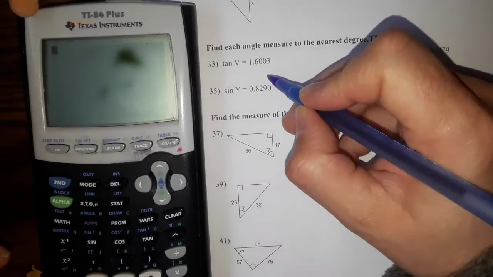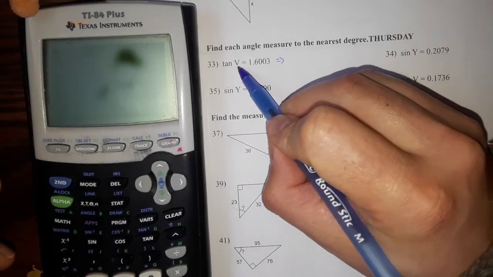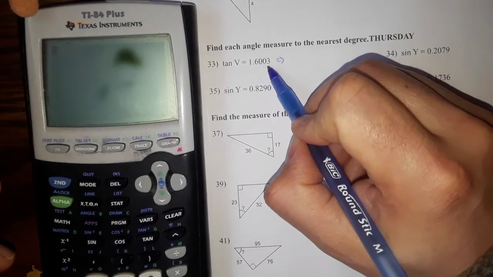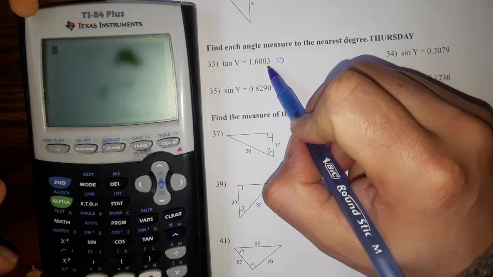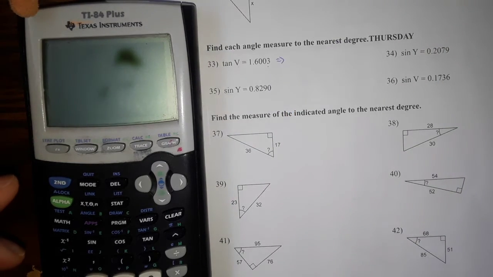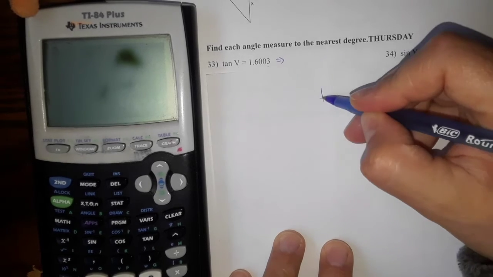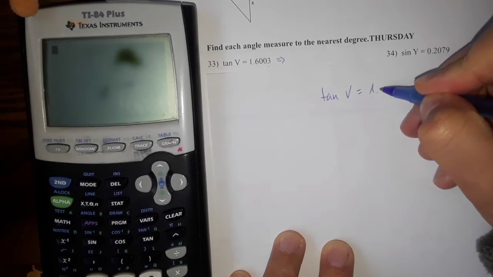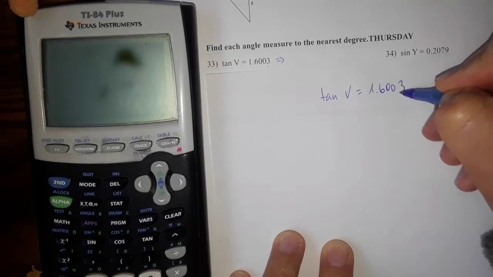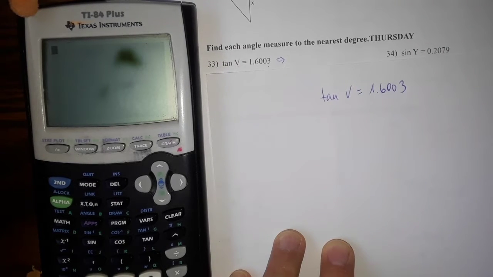So again, how do we do this? How do we find this angle when the tangent is given? Well, what you have to do here, I'm going to use this paper to show you. You have tangent of V equals 1.6003. The way we can cancel this tangent on both sides is with what we call an arctangent. That's the opposite operation of a tangent.